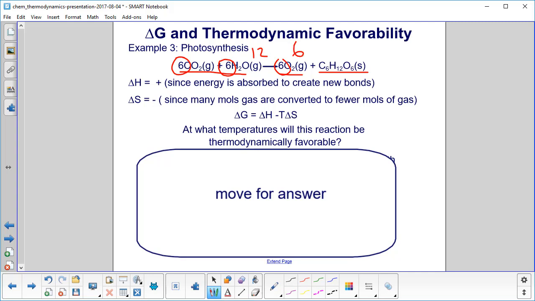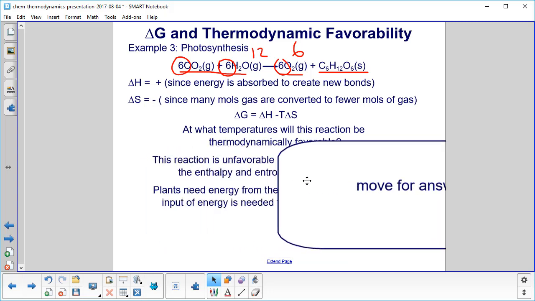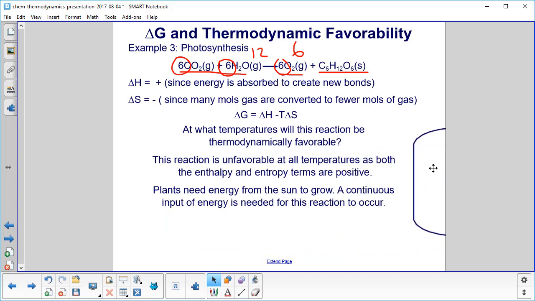So at what temperatures will this reaction be thermodynamically favorable? We'll take a second before I move the answer, so you can pause the video if you'd like. And now we're going to move the cover of the answer away. And what do we see? The reaction is unfavorable at all temperatures, as both the enthalpy and the entropy terms are positive.